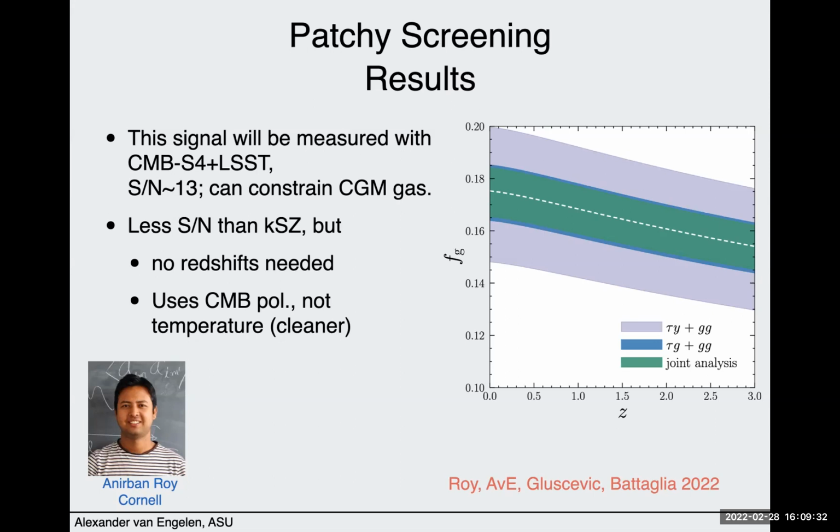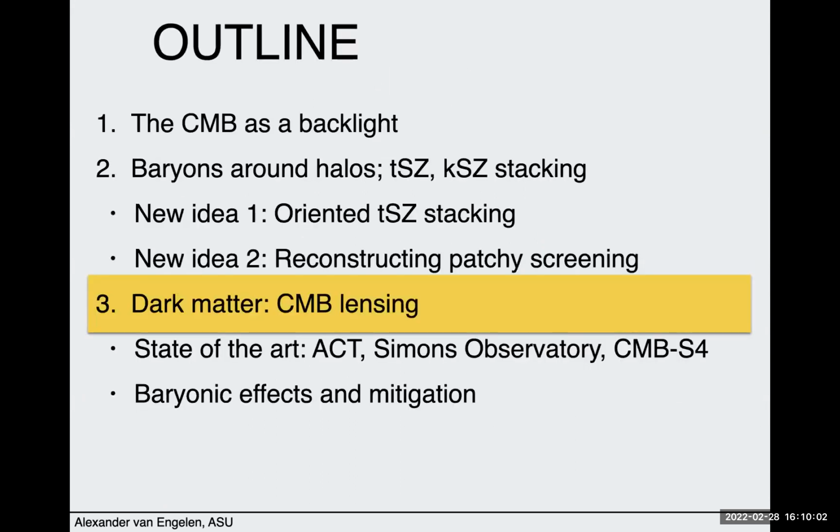So, a signal to noise of about 13. That's nice because you're measuring something similar to the kinetic SZ, but you don't need those redshifts. Like I said, we needed spectroscopic redshifts for the kinetic SZ, but not here. Also, you could argue that this is a cleaner measurement because there are fewer complications than for the kinetic SZ. This is a paper that I wanted to share that we just put out a few weeks ago. Any questions on the baryon part of this talk?